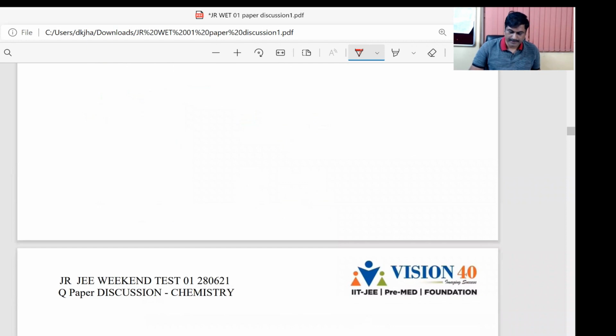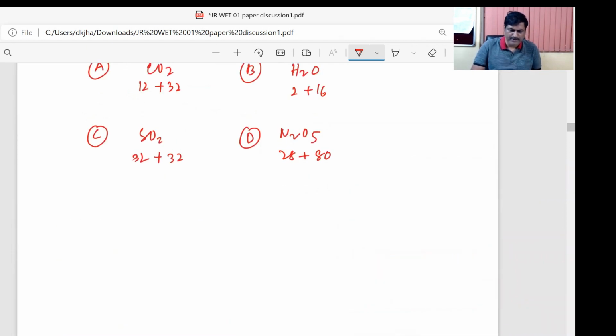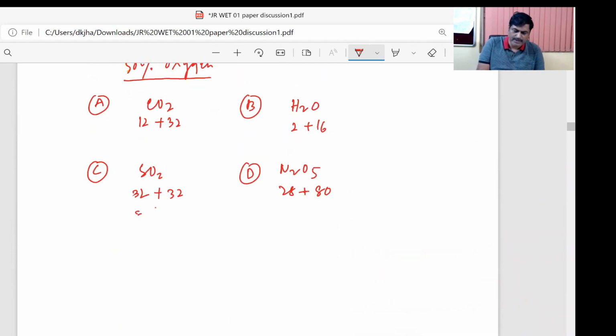All right. Did you get this point or not? The total weight is 64 gram. Percent of oxygen is equal to what? 32 divided by 64 into 100 is equal to 50%. That's why we say so. Okay. Done.